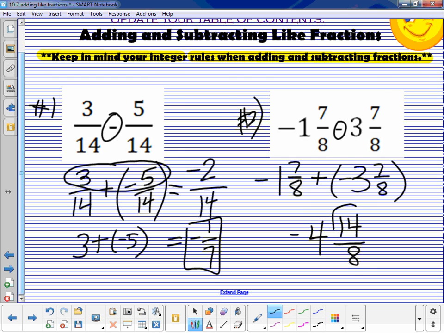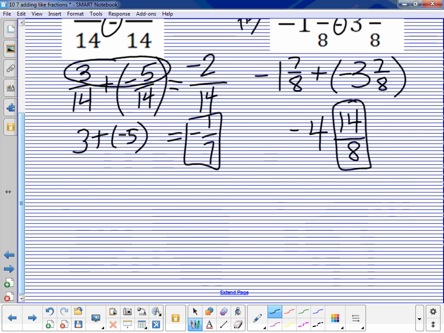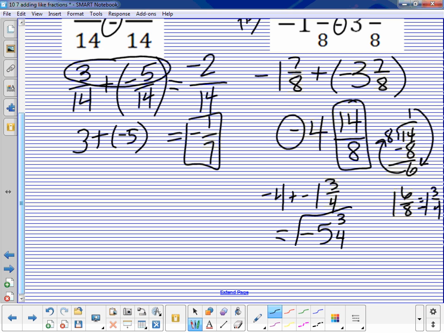Now I have an improper fraction right here, so I need to simplify that. I'm going to divide. 14 divided by 8 is 1 and 6/8, or 1 and 3/4. So if I add that 1 and 3/4, and this 1 and 3/4 is also negative. When you see the negative sign out here, that means everything about the mixed number is negative. You don't need a separate negative sign for the fraction next to the whole number. So -4 plus -1 and 3/4, your final answer should be -5 and 3/4.